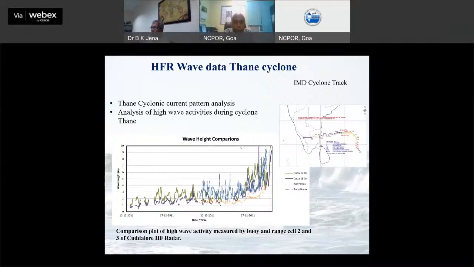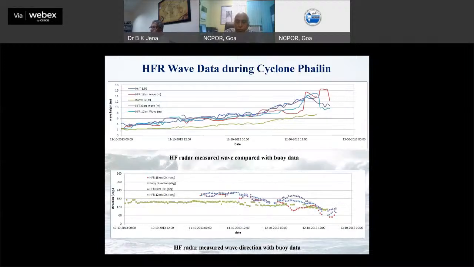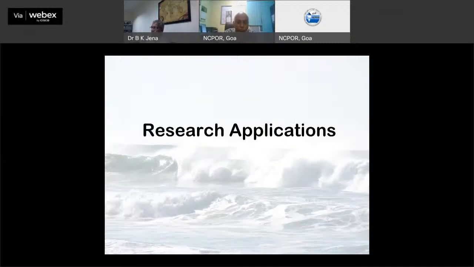And this is one more cyclone which is near Kadalur. There also we had a buoy, and buoy Hmax and HF radar at different range cells have been compared. And this is the Phailin cyclone at Gopalpur. This also was compared with the buoy measured data, which is matching very well in direction and height.